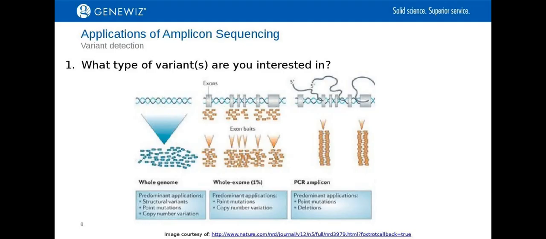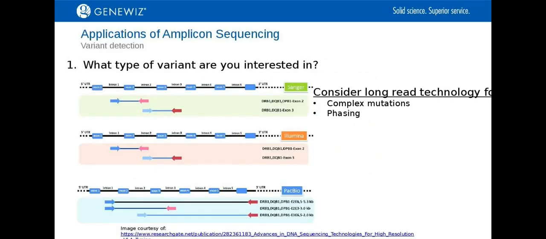So to jump to the first question, what type of variant are you interested in? Variants come in all shapes and sizes, so to speak. They range from large structural variants, like translocations and rearrangements, to small SNPs, or single nucleotide polymorphisms. Larger, more complex variants are best suited for shotgun sequencing or whole exome sequencing. Smaller variants, like SNPs, are easily captured in Amplicon sequencing. So if you're interested in structural variant discovery, it's wise to possibly avoid Amplicon sequencing. Amplicon sequencing can, however, detect some known structural variants.